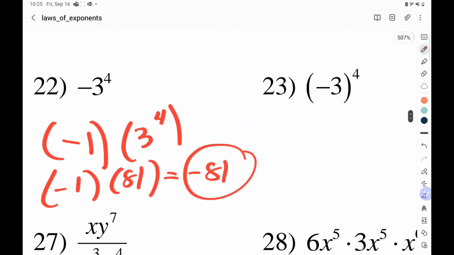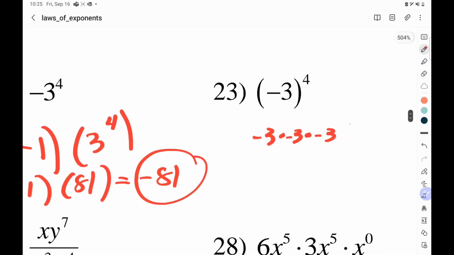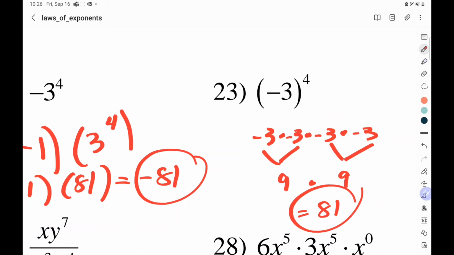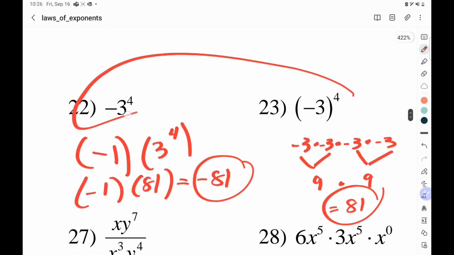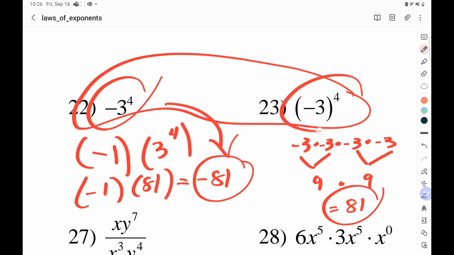See, for number 23, this becomes negative 3 times negative 3 times negative 3, and then times negative 3. So negative 3 times negative 3 is equal to positive 9. Negative times negative is another positive 9. And then 9 times 9 is equal to positive 81. So these two are different. The answer for this one is negative 81. The answer for this one is positive 81.